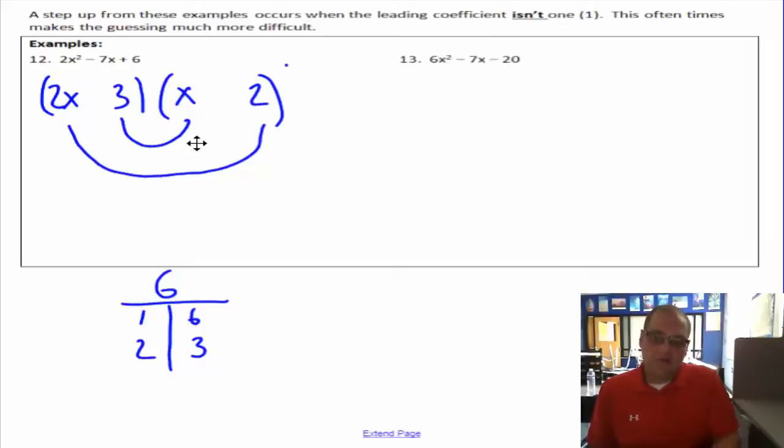What's my inner? 3x. And my outer is 4x. And look at that, 3x and 4x can give me 7x, but I want it to be a negative 7x. So I want this to be a negative 3x, I want this to be a negative 4x, and therefore this must be a negative 3, and this must be a negative 2, because when I do the outer, it gives me negative 4x. It's kind of just like a puzzle, all right? You're trying to figure out what needs to go where in order to make it work. So this way I got my positive 6, I got my negative 7x, and it works.